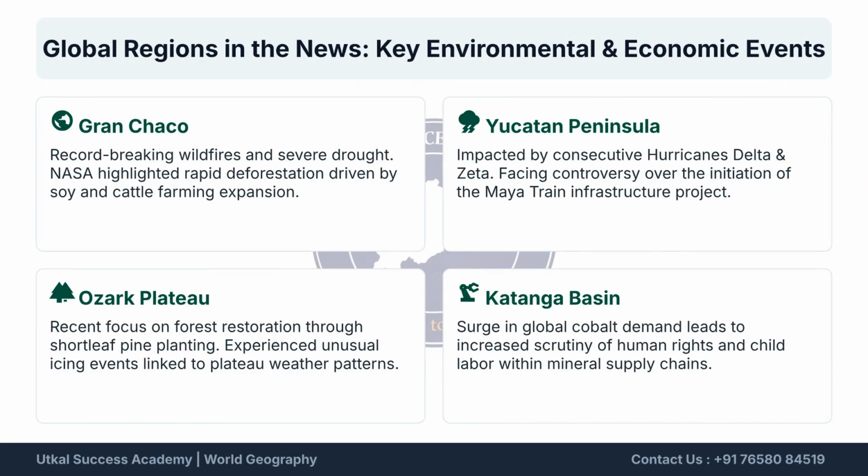These regions have been in the news for key environmental and economic events. The Gran Chaco saw wildfires and rapid deforestation. The Yucatan Peninsula was hit by hurricanes and faced controversy over the Maya train project. The Ozark Plateau focused on forest restoration and dealt with unusual icing events. The Katanga Basin saw scrutiny over human rights and child labor due to surging global cobalt demand.